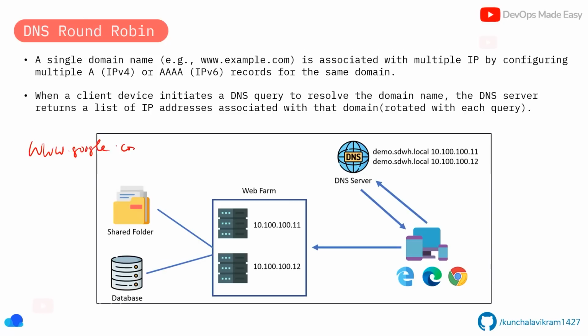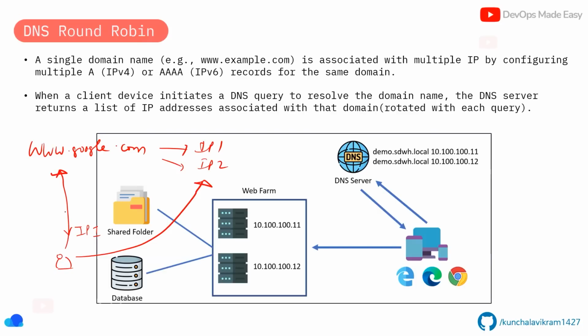Let's say I have www.google.com, and instead of one IP address, it has two IP addresses. Now as a client, I'm just talking to google.com. Since I can't directly talk to the server with its name, google.com will return the IP address to me, right? Then I'll be able to talk to the IP address, correct? That is called DNS resolution.